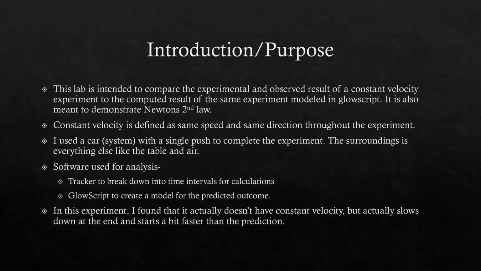Introduction and purpose. This lab is intended to compare the experimental and observed result of a constant velocity experiment to the computed and predicted result of the same experiment modeled in GlowScript. It is also meant to demonstrate Newton's second law. For this lab, constant velocity is defined as the same speed in the same direction.